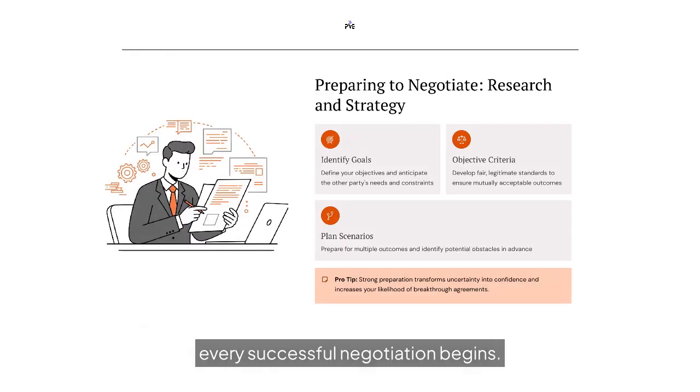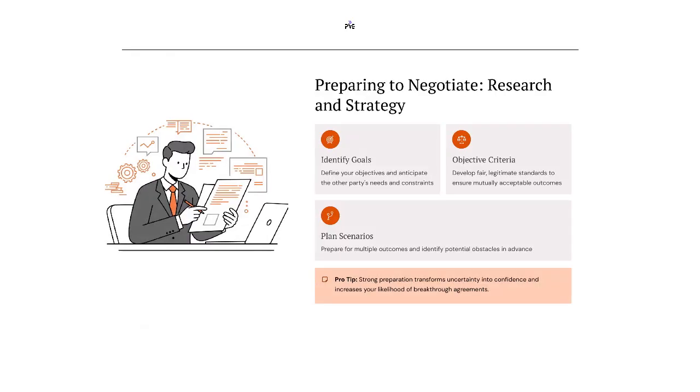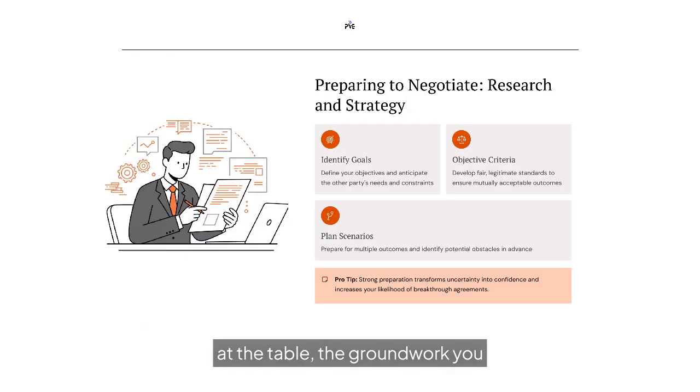Preparation is where every successful negotiation begins. Before you ever sit down at the table, the groundwork you lay determines whether you'll react to challenges or confidently lead the conversation. Effective negotiators know that preparation transforms uncertainty into clarity and anxiety into confidence.